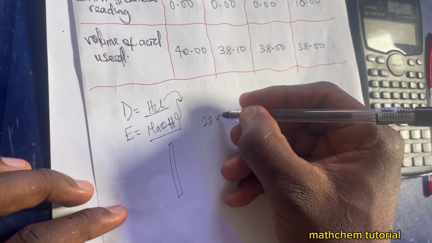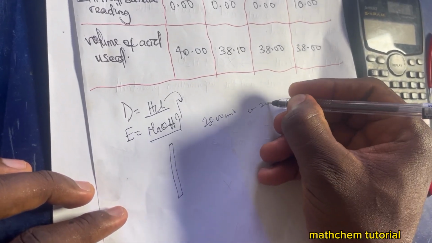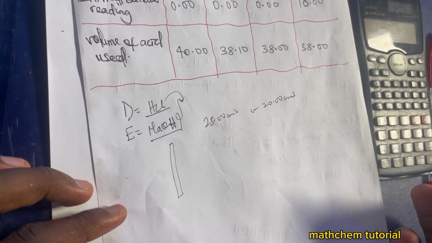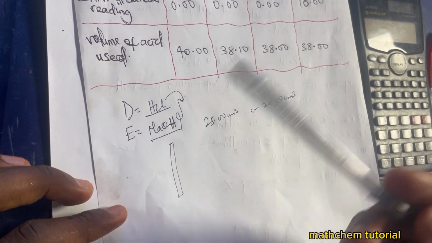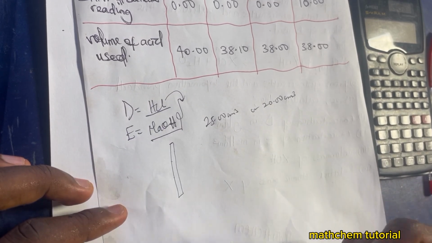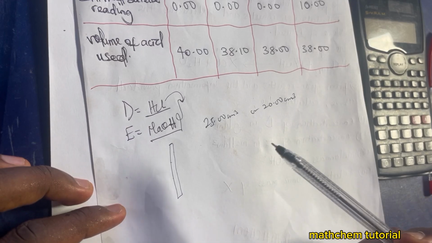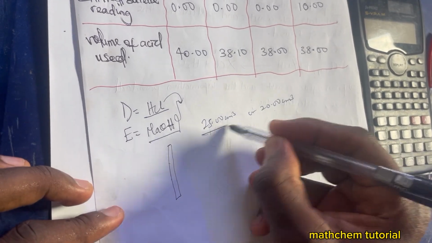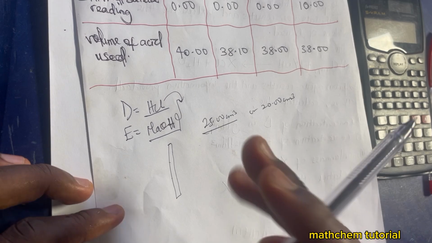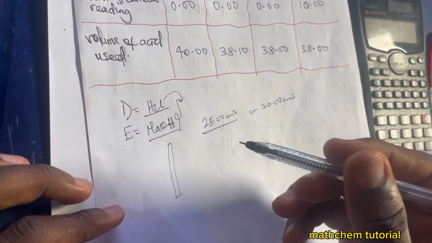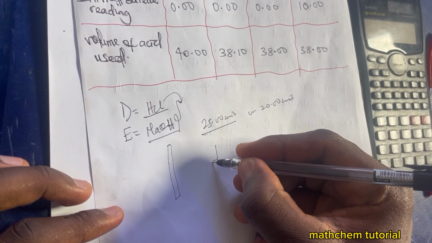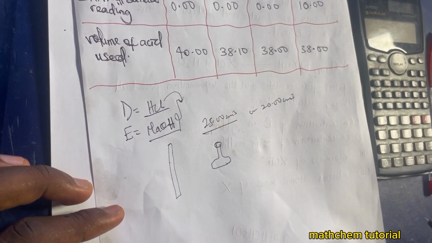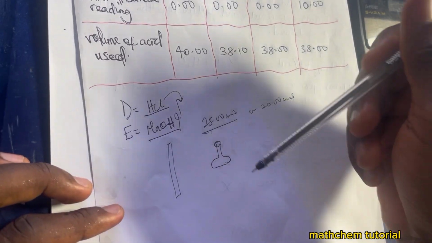Pipette can be 25.00 cm cube or 20.00 cm cube. So that's the two pipettes you can use. Anyone you use, your teacher will indicate it for you in the teacher's report. You understand? And you are going to indicate it too in your calculation as well. The volume of base you use, that is your pipette. So once you suck the pipette, then you are going to release it in your conical flask. Conical flask is something like this. Sorry, I'm not really that good in drawing. So you will release it inside the conical flask.